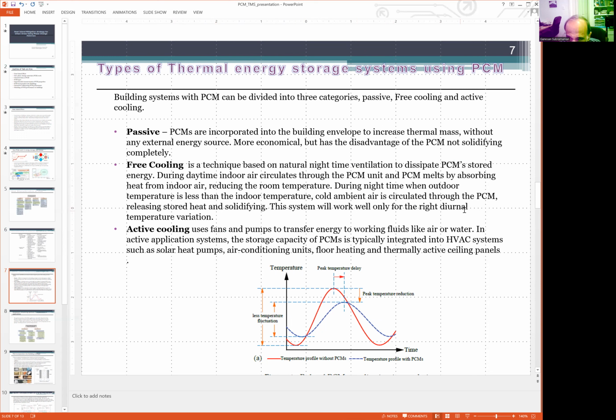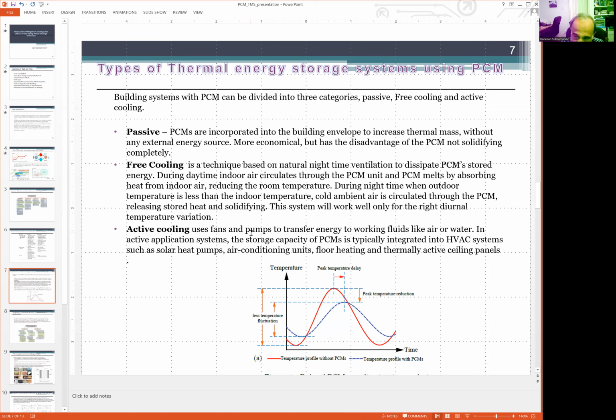The system will work only for the right temperature range of the diurnal temperature, in terms of the right phase transition mechanism going into play. Now, here there is no external energy source, and that comes to the next category, that's active cooling.